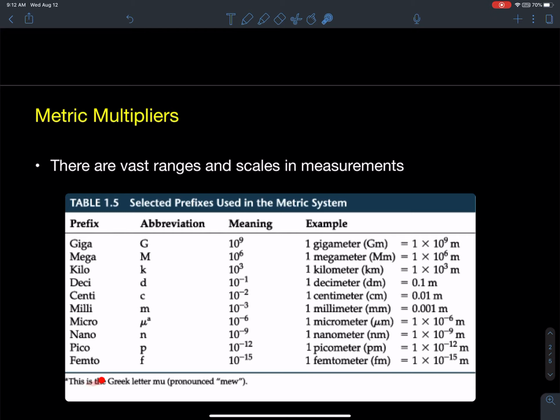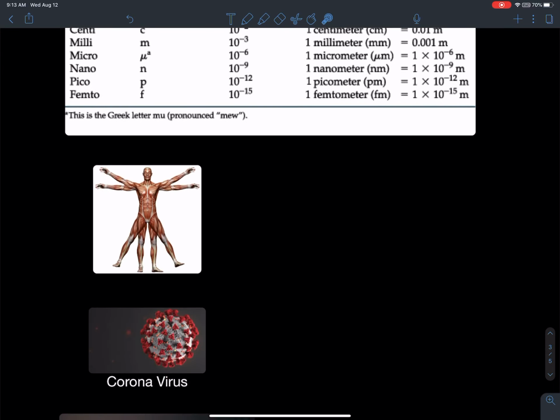In a lot of this course, we study all the way down to the structure of the atom, which is on the nano and pico level, to the size of the universe, which we're talking giga and mega. So you're going to be very used to interconverting these terms, and you're going to get used to using these prefixes. So let's just take a look.